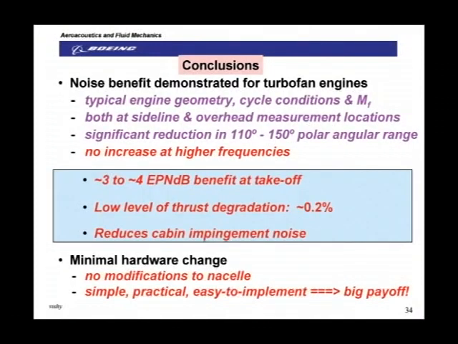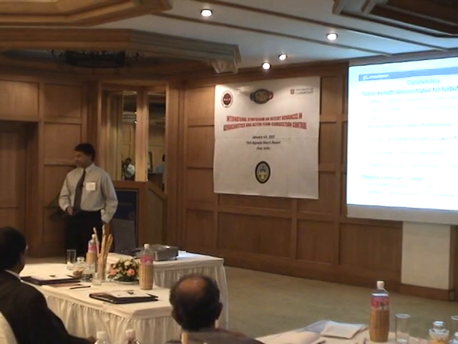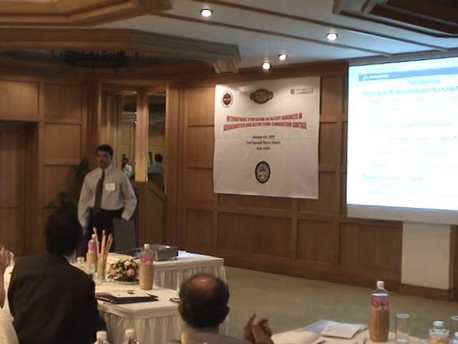Let me conclude that noise benefit has been demonstrated for turbofan engines at typical engine conditions and takeoff flight Mach numbers. We can get up to about 4 EPNdB benefit at takeoff with a low level of thrust degradation of 0.2%. Plus, with this simple concept, you can also reduce the cabin impingement noise. The beauty of it is that it is very simple, easy to retrofit, and that's where I think we can make money, and it involves no modifications to the nacelle. It's only a simple nozzle change to the primary nozzle. So it's simple, practical, and easy to implement, and these are the kind of concepts we need for aircraft applications. And I will conclude my talk there.